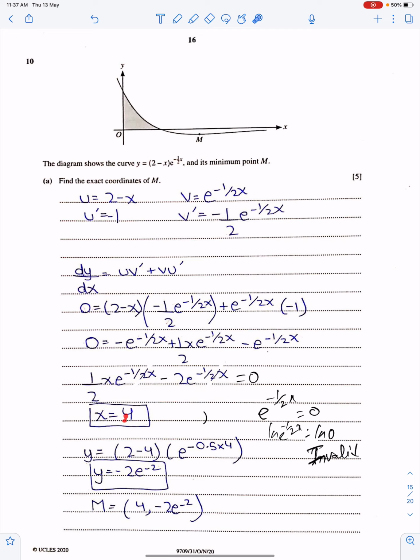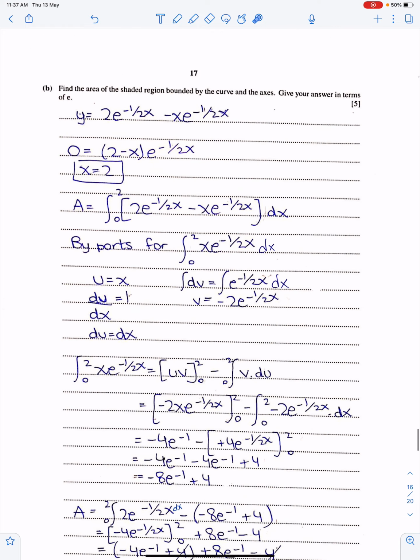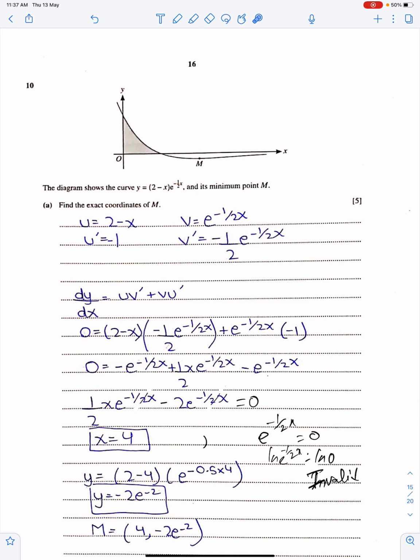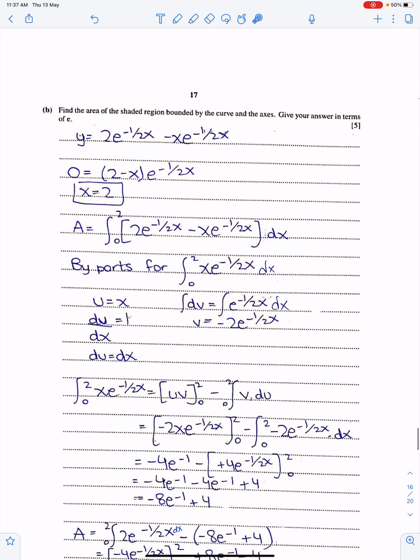By substituting x equals 4 into this equation, we can get the value of the y coordinate of M. So these are the x and y coordinates of M. Next part, find the area of the shaded region. For that we need to integrate this curve from 0 to this number, and at this number y is 0, so this number should be 2. It's 2.